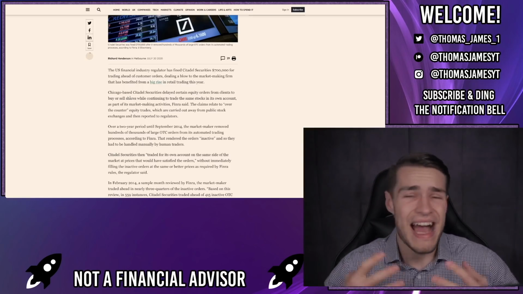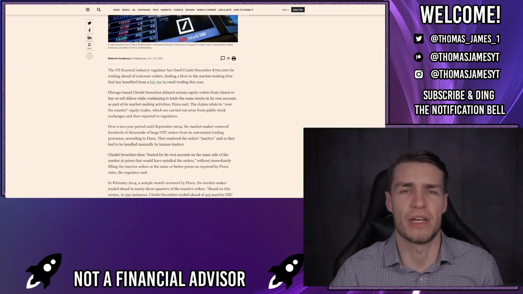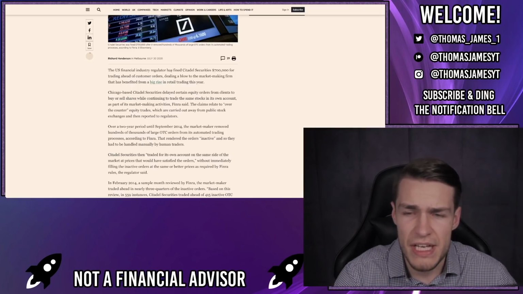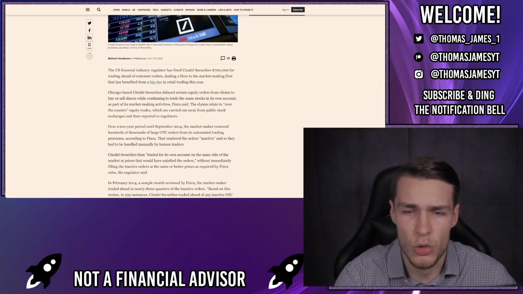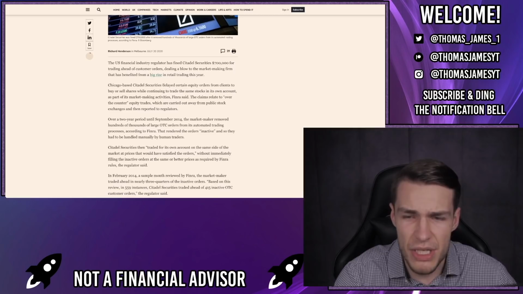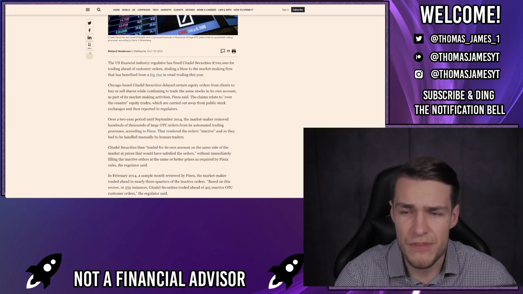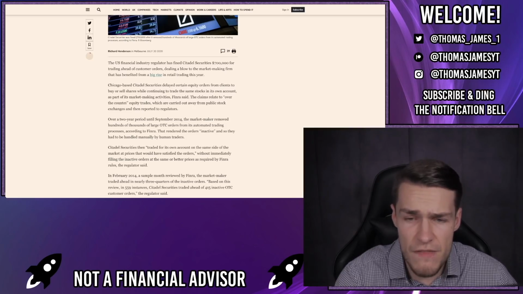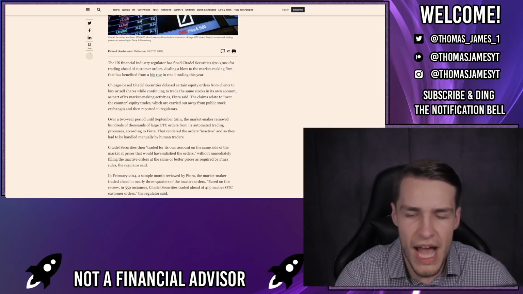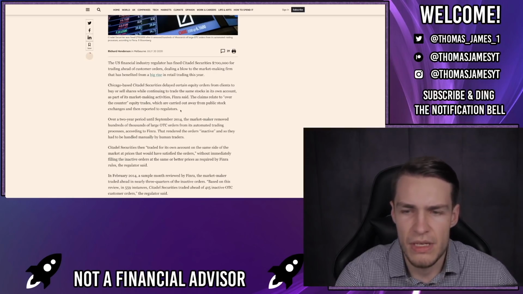Citadel the market maker and Citadel Connect all interact with each other. The US financial industry regulator has fined Citadel Securities $700,000 for trading ahead of customer orders. Chicago-based Citadel Securities delayed certain equity orders from clients to buy or sell shares while continuing to trade the same stocks in its own account as part of its market-making activities. The claims relate to over-the-counter equity trades, which are carried out away from public stock exchanges and then reported to regulators. So this is trades that obviously go through their Citadel Connect platform.